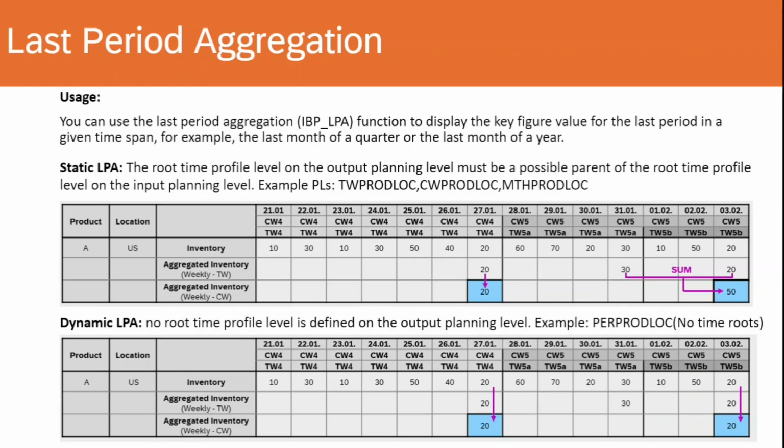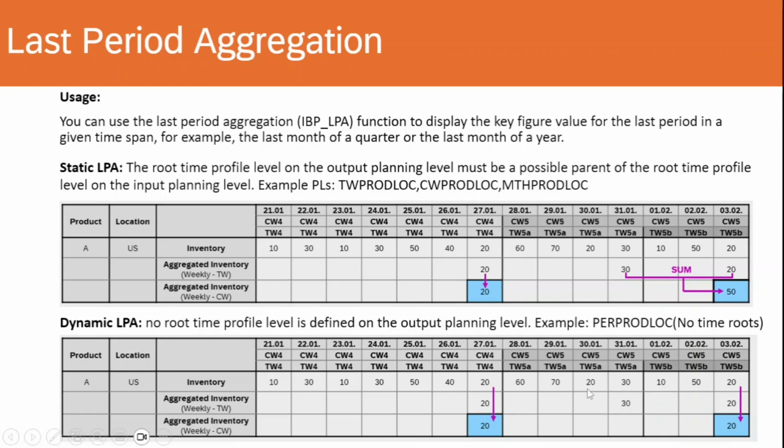Here, the lowest level data would be aggregated to any time profile level using last period aggregation. Take an example again: the same inventory key figure, which is defined at a day level. All the days have the same data. So whenever we display data at technical week level, it would display a 20 for technical week 4 because that's the last day value of that week.